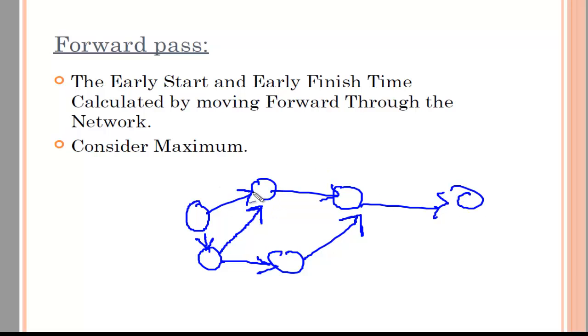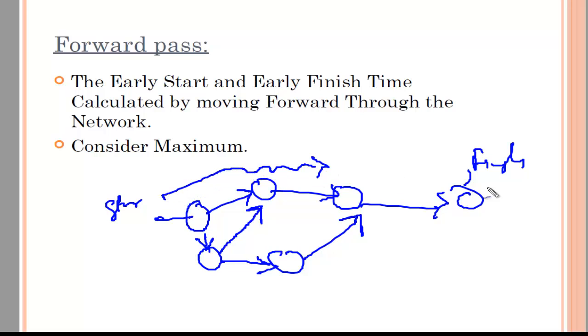Okay, so I want to calculate the early start and early finish. I can do it two ways. Either I go forward pass, that means I go from the start to the finish. Either you go this way or that way, whatever, but you are going forward. So that's called the forward pass.